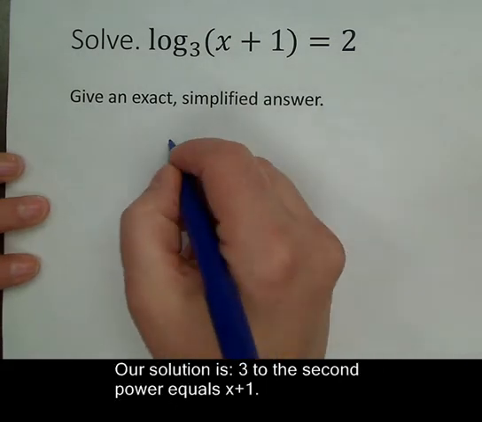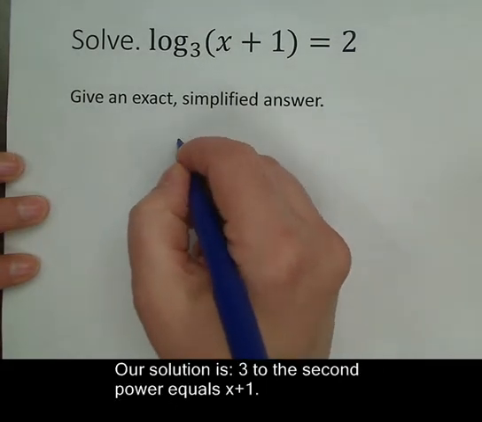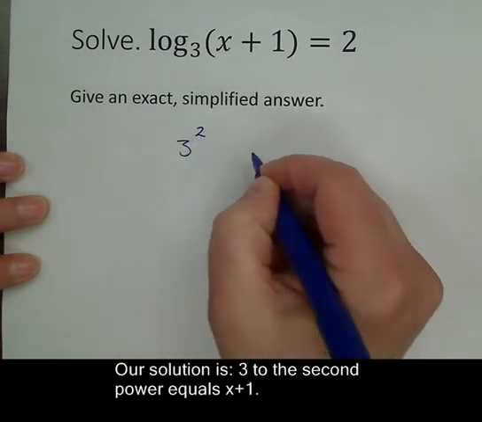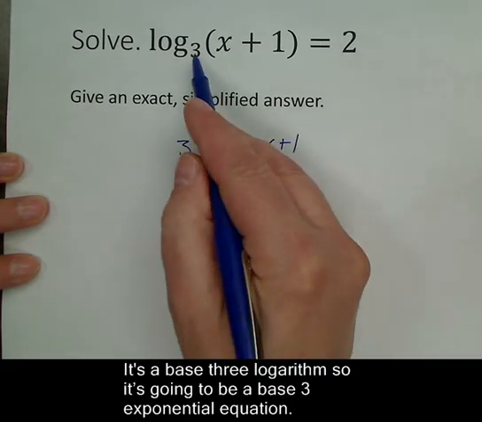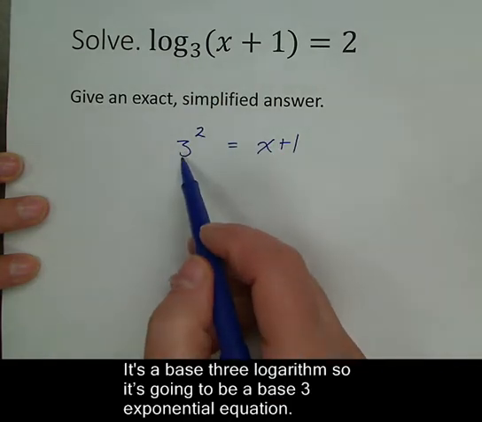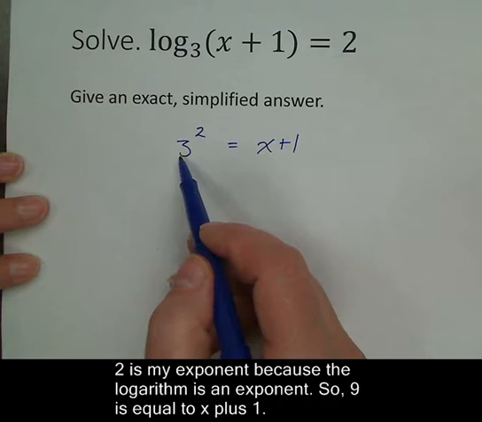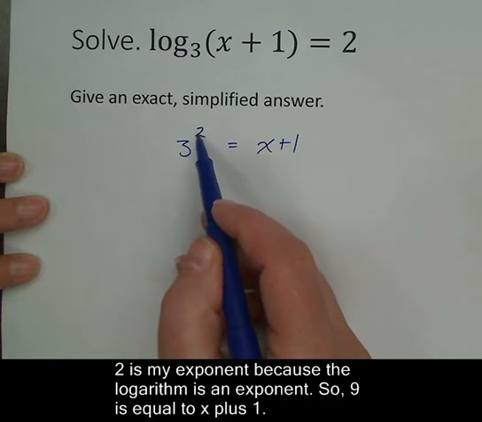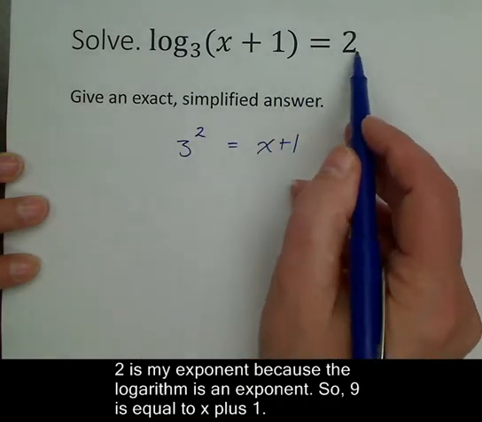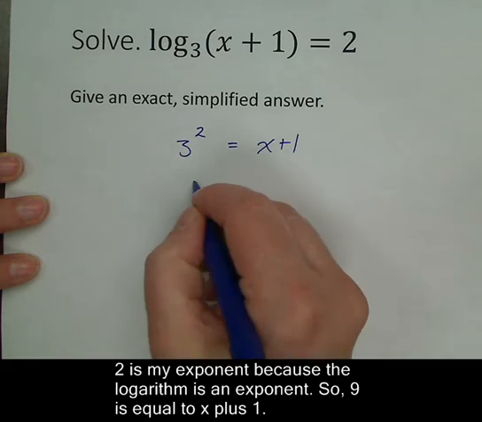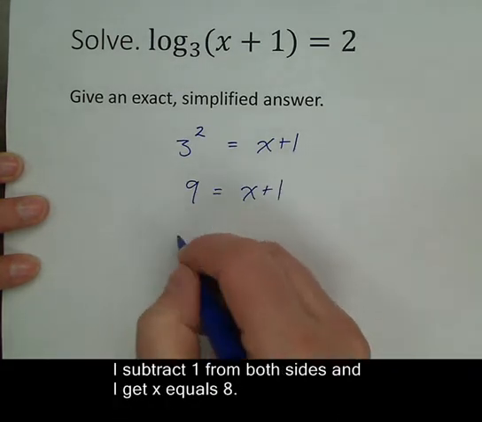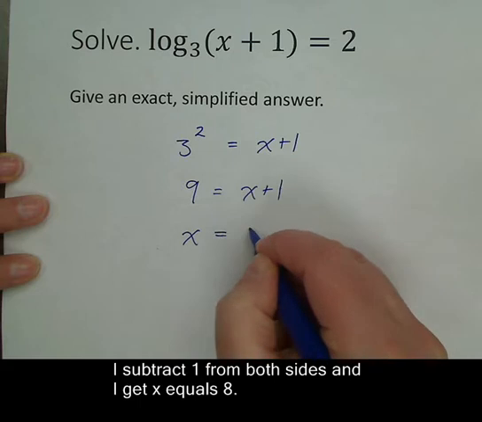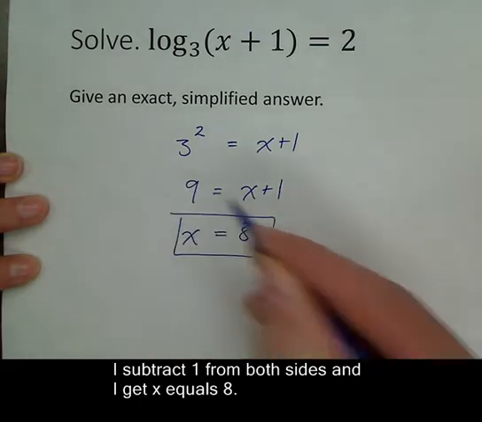Our solution is 3 to the second power equals x plus 1. It's a base 3 logarithm, so it's going to be a base 3 exponential equation. 2 is my exponent because the logarithm is an exponent. So 9 is equal to x plus 1. I subtract 1 from both sides, and I get x equals 8.